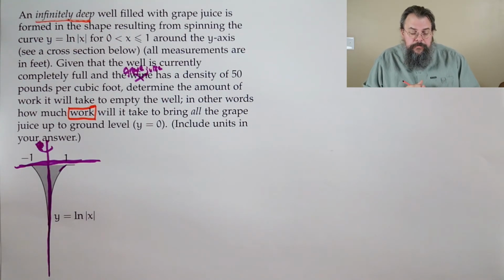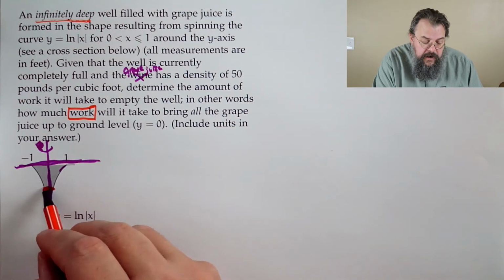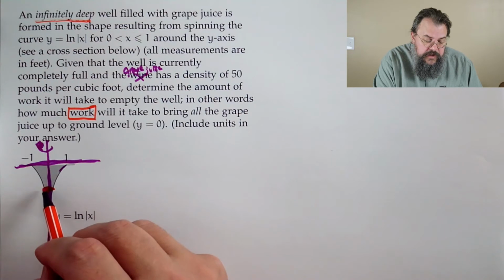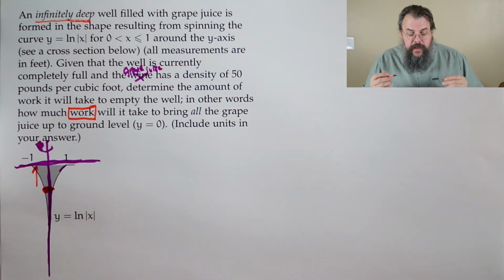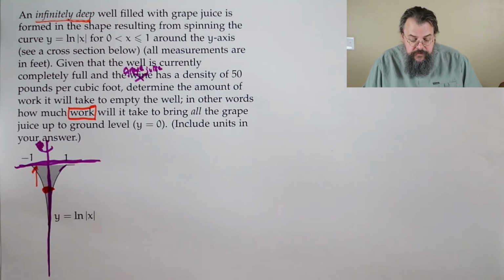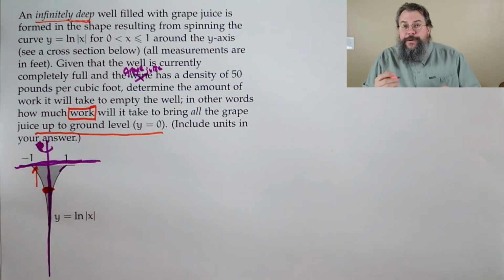So we say, all right, we have to think about what's the setup. Well, how do we do work problems like this? The idea is to say, hey, I'm going to come down to some height, and I'm just going to take this little piece and pump it up to ground level. Now, how do we know we're pumping it up to ground level? Well, because it says bring it up to ground level. That was our big clue.